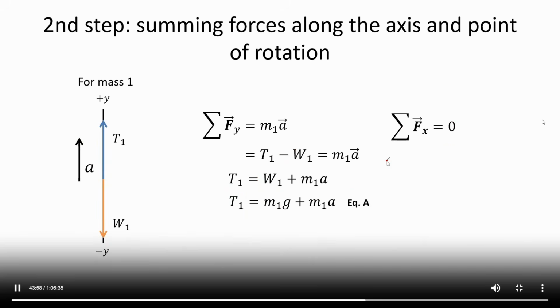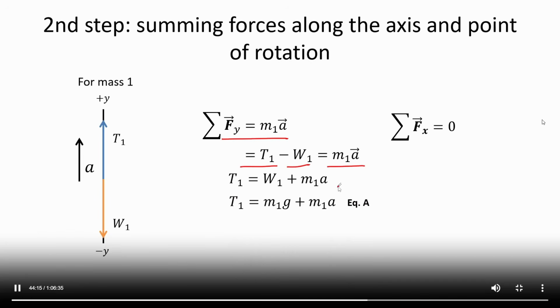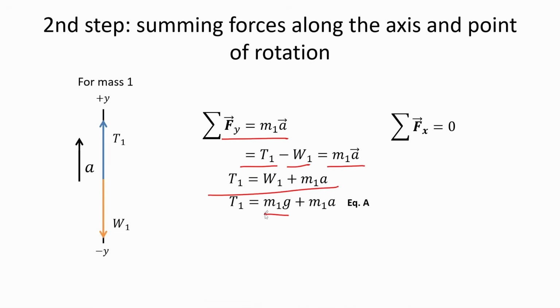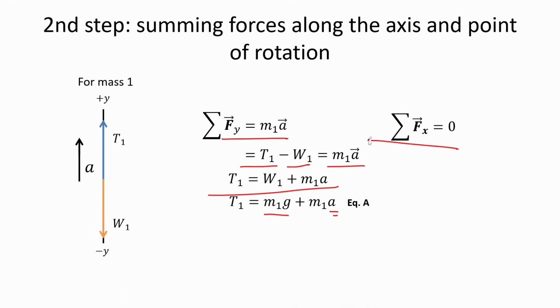Okay, let's go. So for mass 1, you have the sum of forces along y. Since it's moving, this is not 0, so it is m1a. The m1a is due to the difference of the tension minus weight 1. Tension can be written as this, and weight 1 can be written as m1g. So tension 1 is equal to m1g plus m1a. Again, this is the unknown here. So Fx is just 0 since there is no motion along the x-axis.